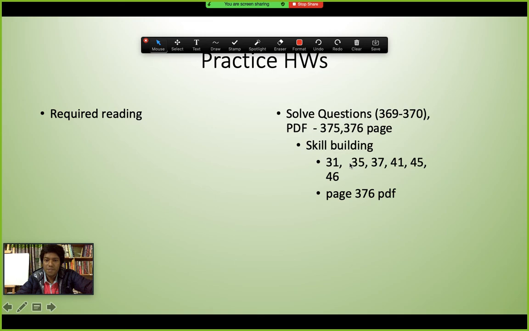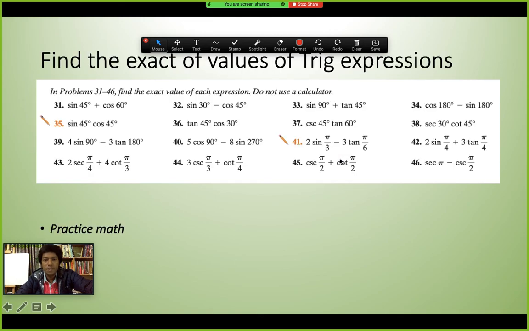Okay, you try to solve as many maths as possible from this list. If possible, try to solve all of them. Okay, during the weekend, if you can, try to solve all of them.